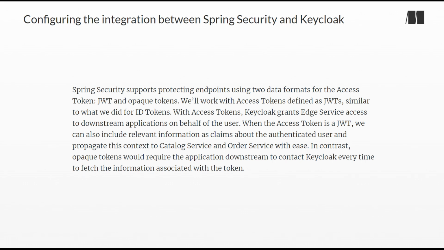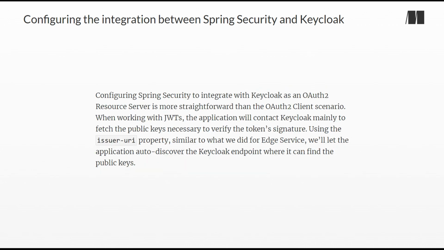When the access token is a JWT, we can also include relevant information as claims about the authenticated user and propagate this context to catalog service and order service with ease. In contrast, opaque tokens would require the application downstream to contact Keycloak every time to fetch the information associated with the token.